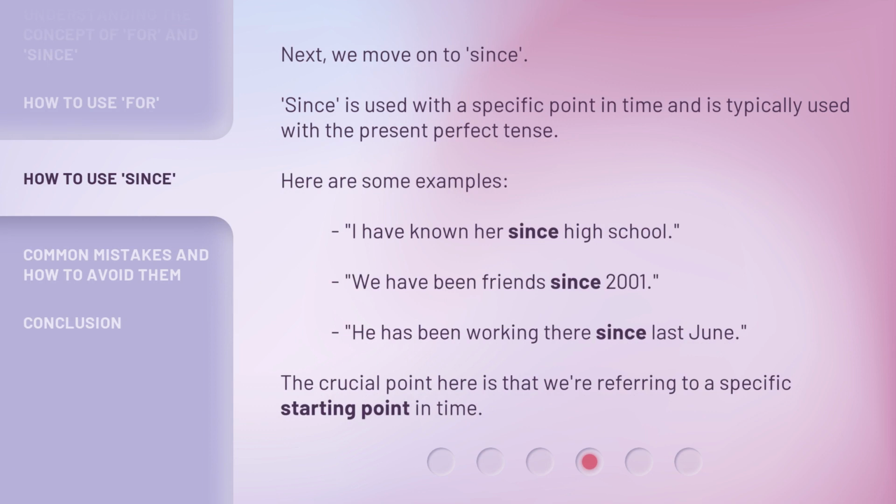Next, we move on to since. Since is used with a specific point in time and is typically used with the present perfect tense. Here are some examples. I have known her since high school. We have been friends since 2001. He has been working there since last June. The crucial point here is that we're referring to a specific starting point in time.